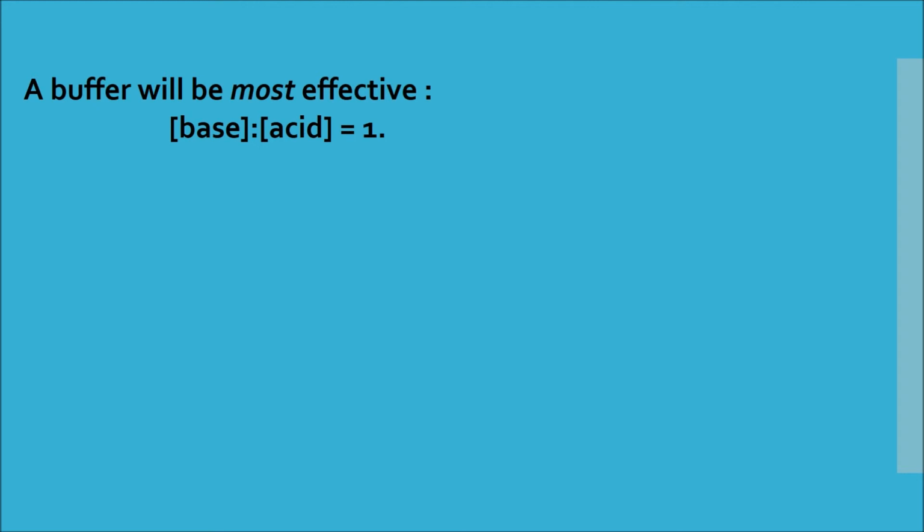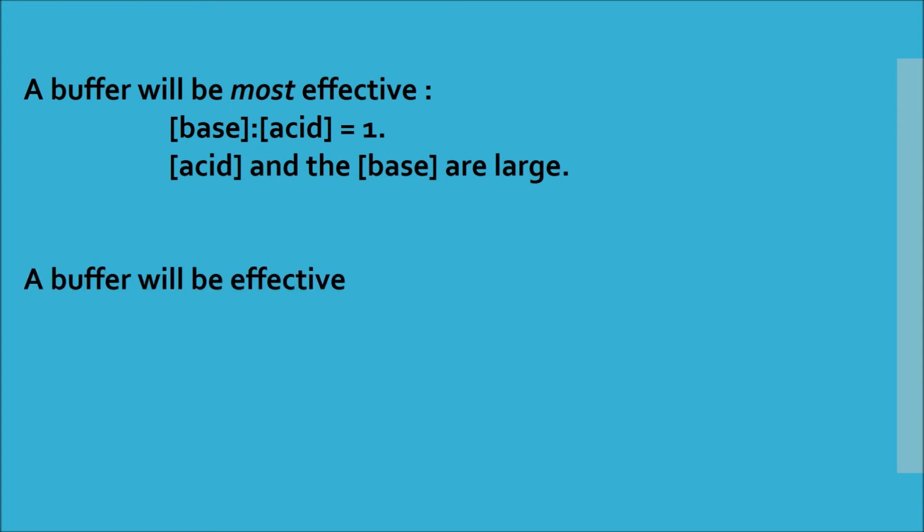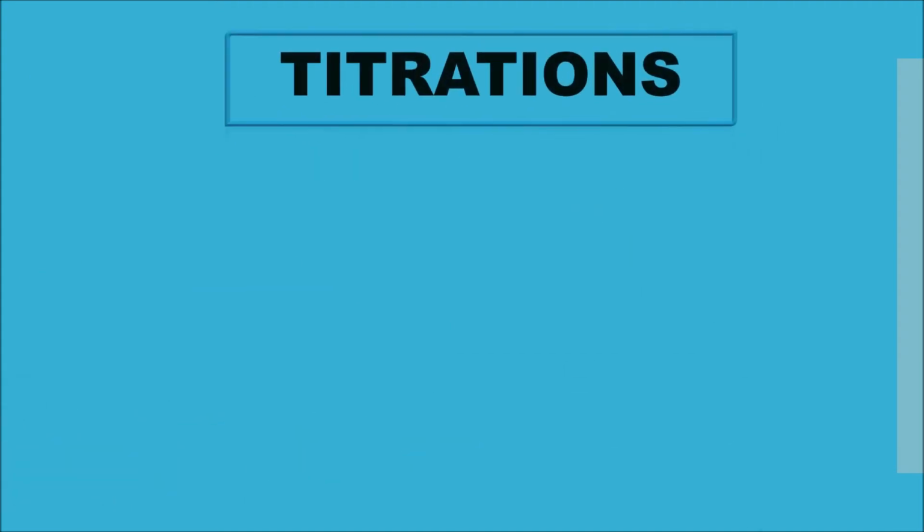It will also be most effective if the acid and the base concentration are large. So those are the conditions under which a buffer would be most effective. But a buffer will still be effective if the base to acid ratio is about less than 0.1 to a ratio of less than 10. It will still be an effective buffer. It won't be the best buffering conditions, but it will still be effective.